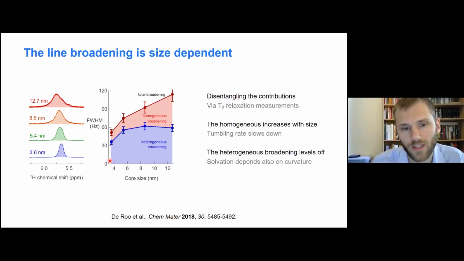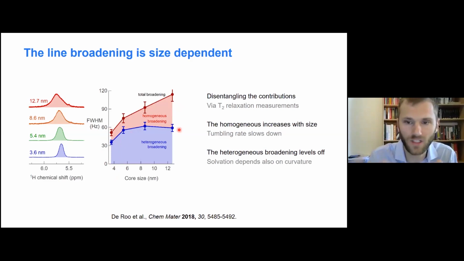On the other hand, the heterogeneous broadening is quite high and takes up the biggest part in small nanocrystals, about 3.5 nanometers. The biggest part of the broadening is heterogeneous broadening. But as soon as you increase the size, at some point this heterogeneous broadening levels off to a constant value and then doesn't increase anymore.